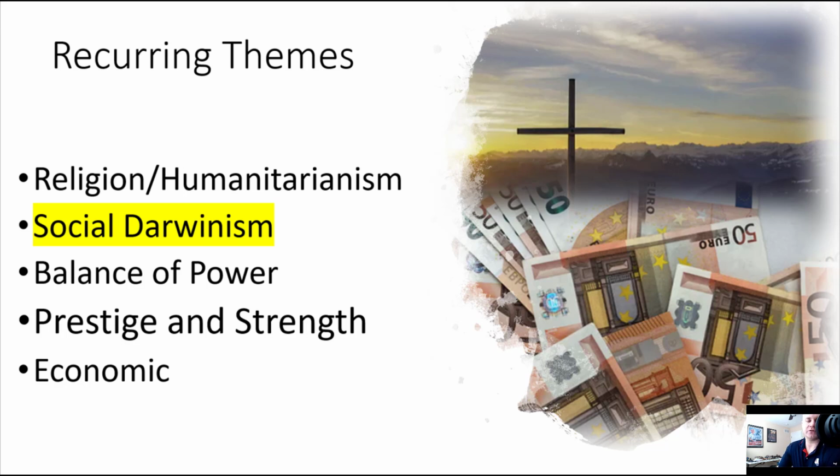Balance of power too. So one of the things that it talks about in your textbook is that places like Britain would go ahead and start gobbling up territory as much as they can to protect their own interests and to also prevent the spread of influence from other rival nations like Russia or France. Prestige and strength, that goes back to the whole nationalism portion. Basically, it was like thumping your chest if you could go ahead and take over other people's territory.